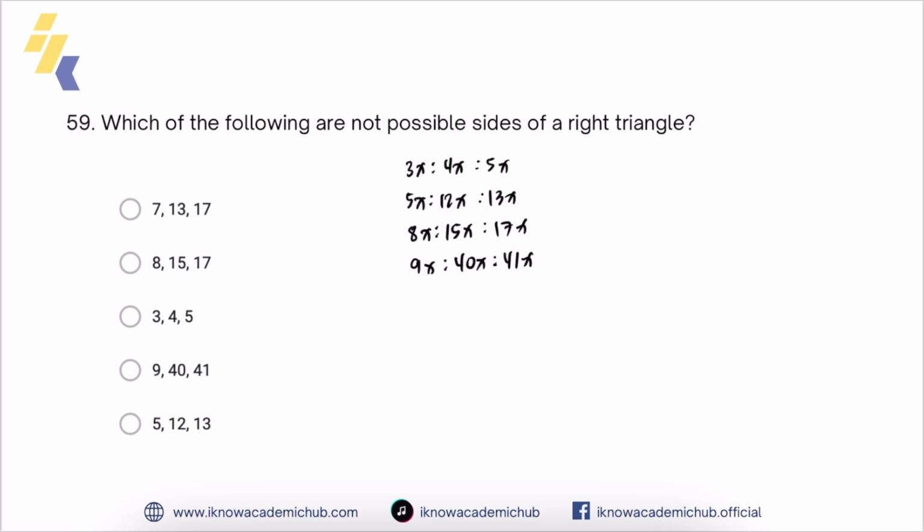So, this is a possible set of sides of a right triangle. Also this one, and this one. So, the correct answer is 7, 13, and 17, because this is not a Pythagorean triple. Okay, so remember these sets of numbers because that might come up in your college entrance test.